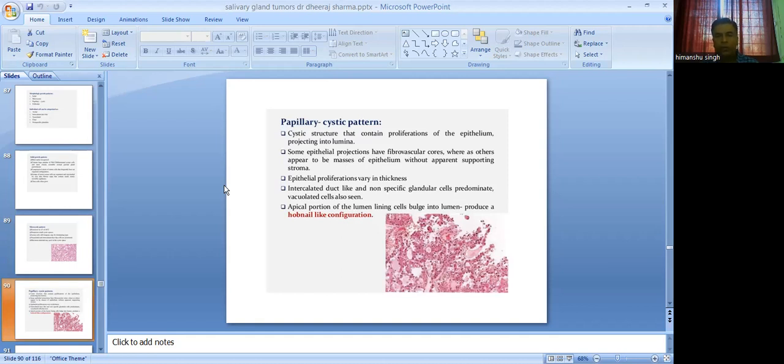Intercalated and non-specific glandular cells predominate, and vacuolated cells are also seen. The apical portion of the lumen lining cells bulge into the lumen, producing a hobnail-like configuration.